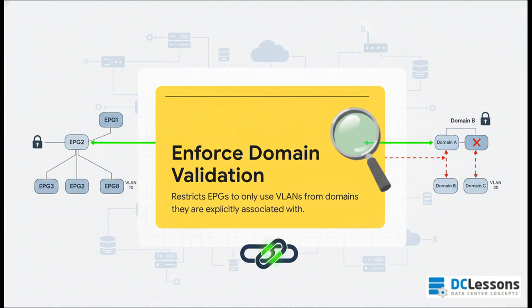Okay, let's talk about Enforced Domain Validation. In ACI, domains are how we connect our application groups, our EPGs, to the real world, usually through VLANs. This setting makes sure that an EPG can only use VLANs from a domain that it's supposed to. It's a really important link in the whole policy enforcement chain.